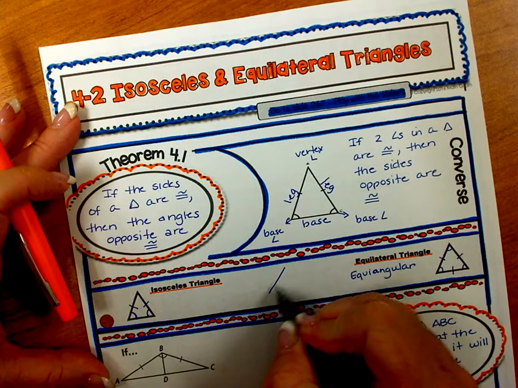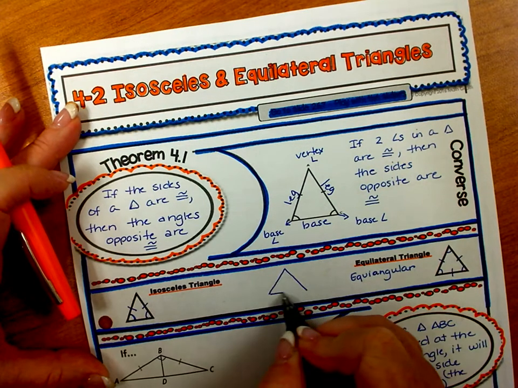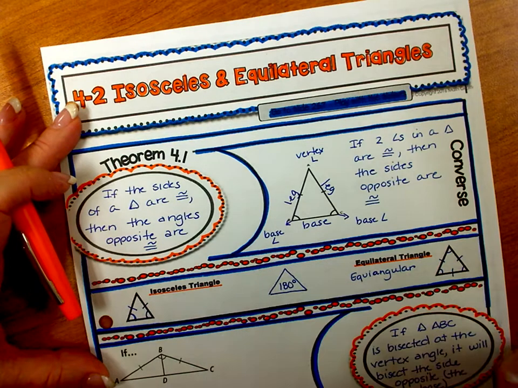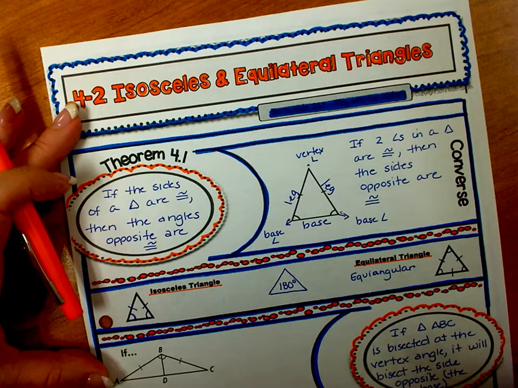And since we're talking about triangles, we know that in every triangle, the angles measure 180 degrees.